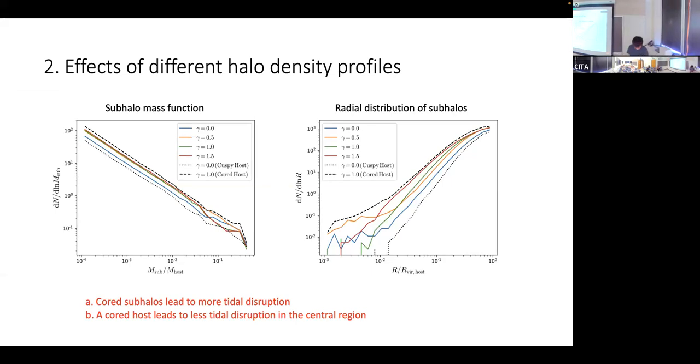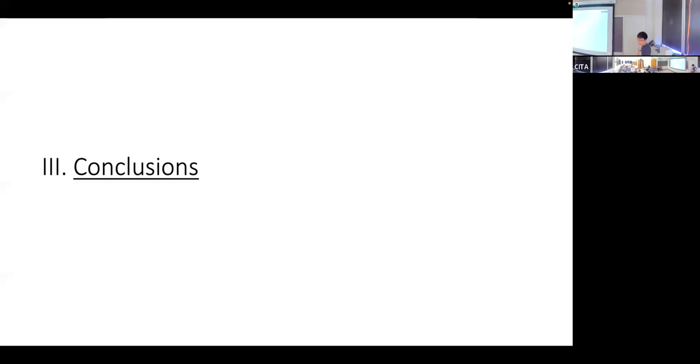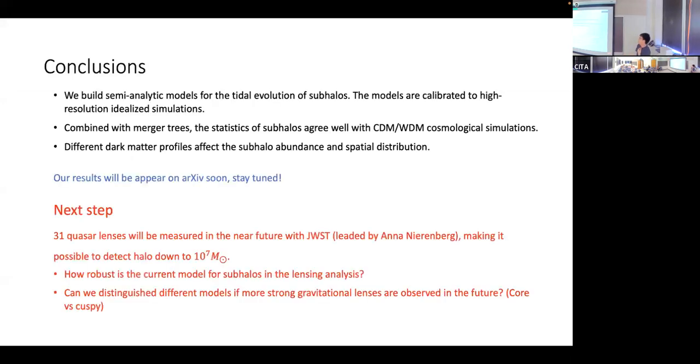So, basically, that's the conclusion. We built semi-analytic models for the tidal evolution of subhalos, and the models are calibrated to high resolution idealized simulations. Combined with merger rate, we see that our model can generate predictions that agree very well with cold dark matter and warm dark matter cosmological simulations. And we see that different dark matter profiles actually affect the subhalo abundance and the spatial distribution of the halos. Our result will appear on arXiv soon, so stay tuned.